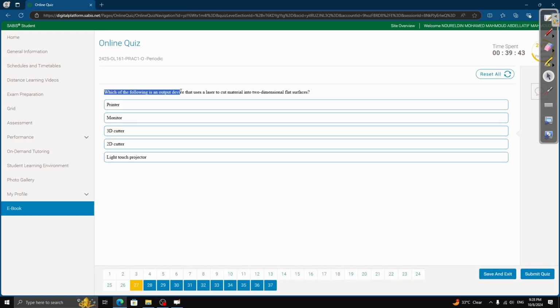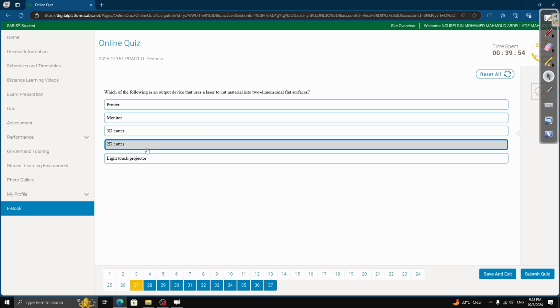Which of the following is an output device that uses a laser to cut material into 2-dimensional flat surfaces? Keyword here is cutting and 2-dimensional. There's only one thing that satisfies this, and it's the 2D cutter.